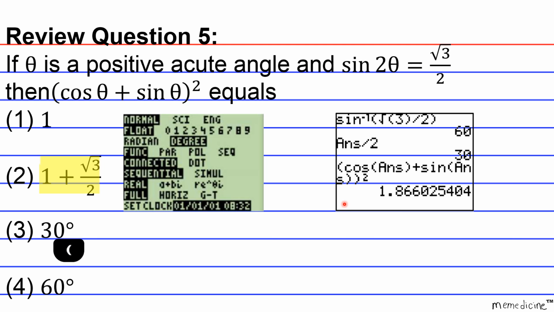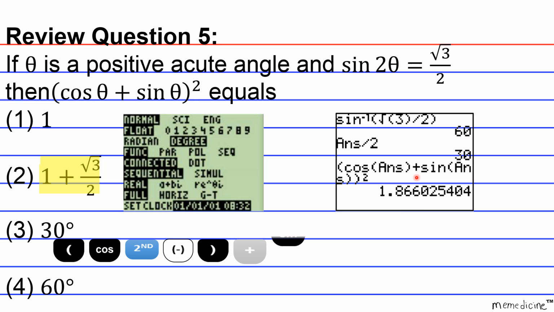So first what we do is open up our parentheses, then we hit the cosine function, which comes already loaded with its own open parentheses, and then you're going to hit second negative sign to load the previous answer, which is 30 degrees or theta. Then you close out that parentheses.